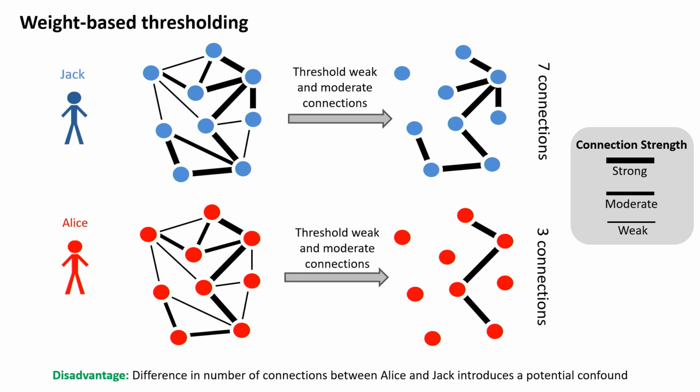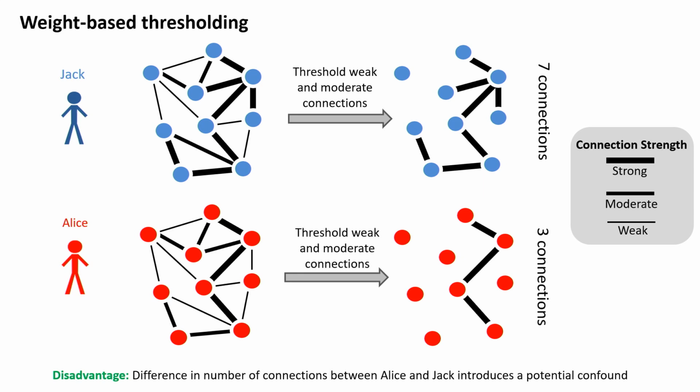So if we were to go ahead with weight-based thresholding and we impose a threshold of eliminating moderate and weak connections, we see that if we look at the thresholded networks on the right, Jack's network comprises a greater number of connections. In other words, the connection density is higher in Jack's network compared to Alice.